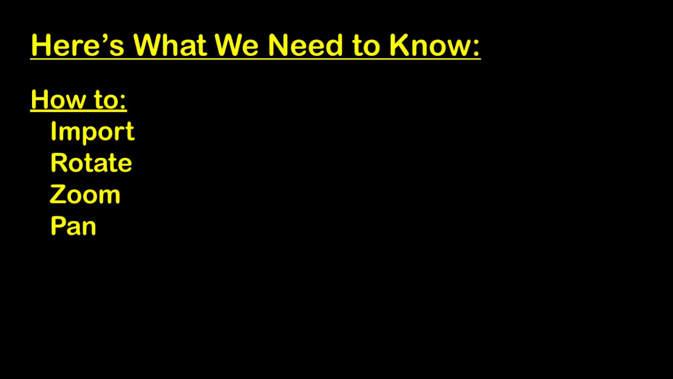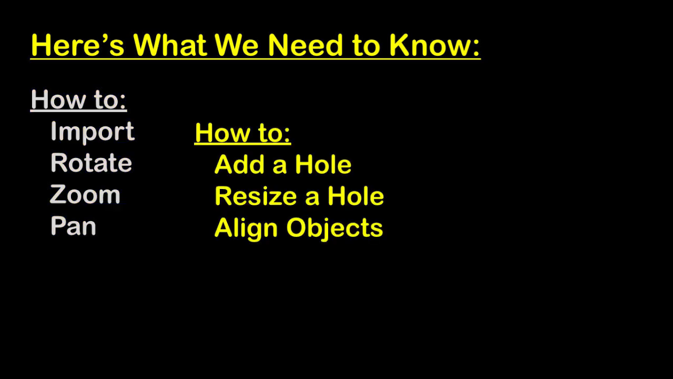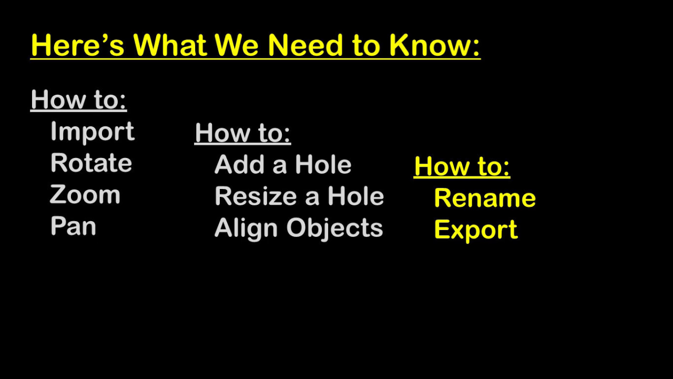Here's what you need to know: how to import an STL file into TinkerCAD, how to rotate the model view, how to zoom the model view, how to pan the model view, how to add a hole to a model for a window or door, how to resize a hole or model shape, how to align holes or shapes, how to rename model files, and how to export a model for 3D printing.